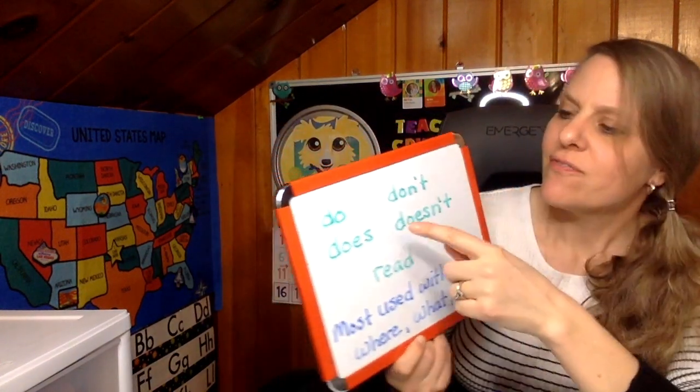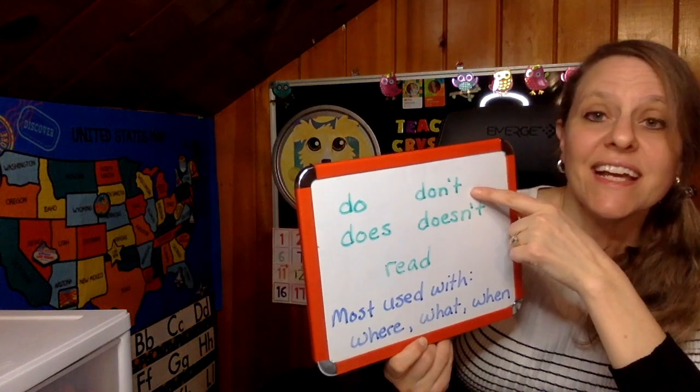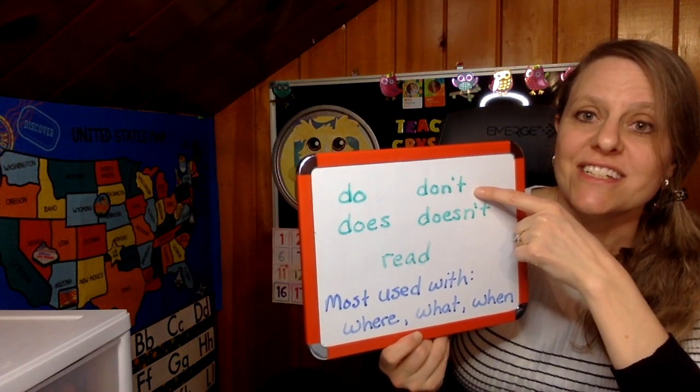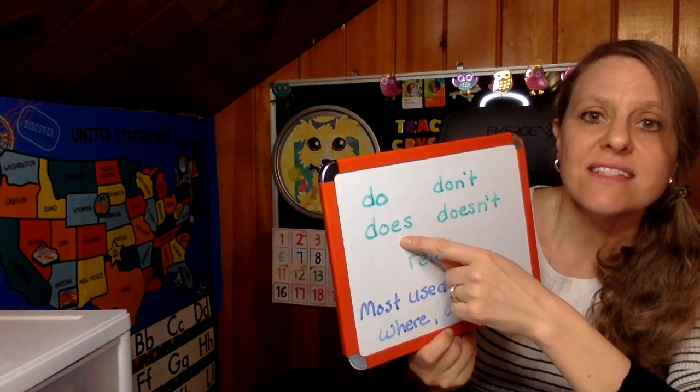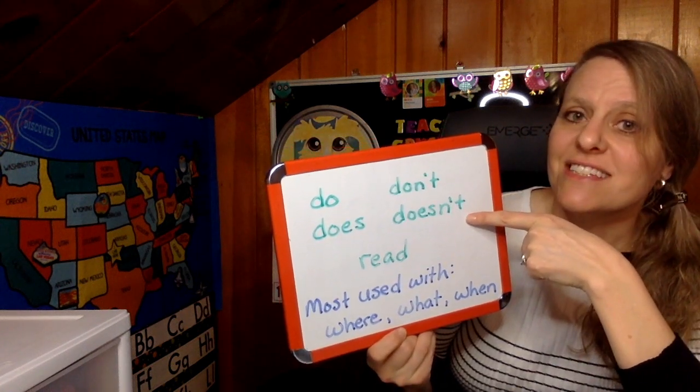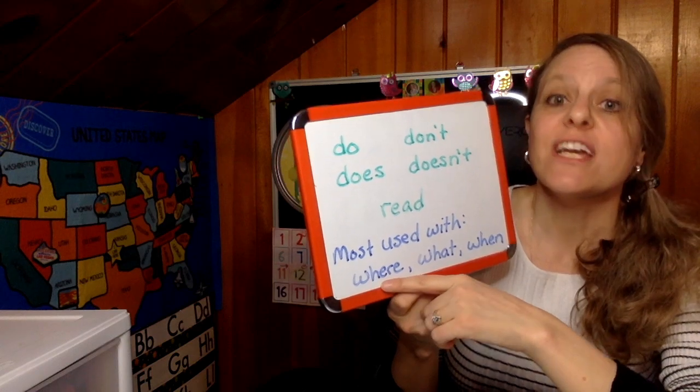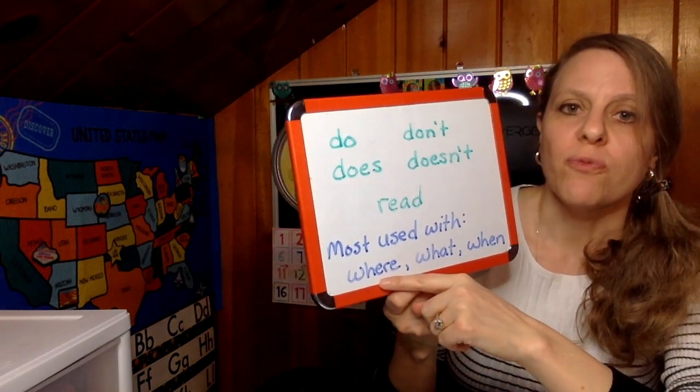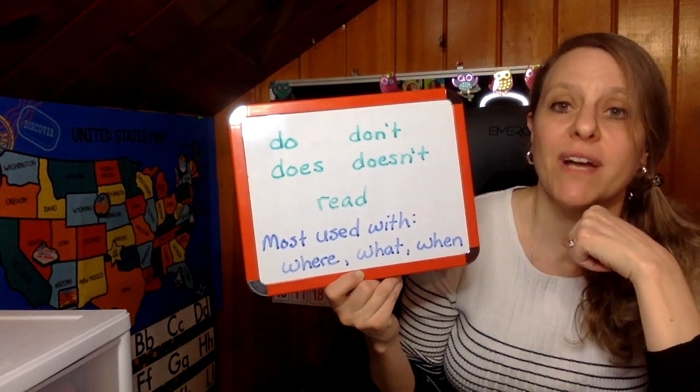In this class, you will learn through dictation, but first, we will discuss the use of do and does in a simple present tense question, or answer for that matter, and the negatives as well. So we have do, the negative contraction is don't. Does, the negative contraction is doesn't. When it's with a question word, is usually used with where, what, and when.